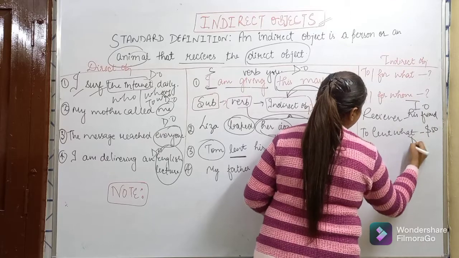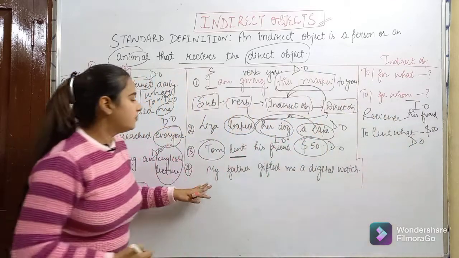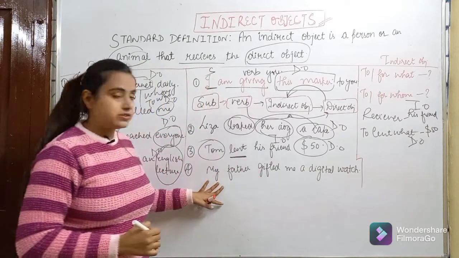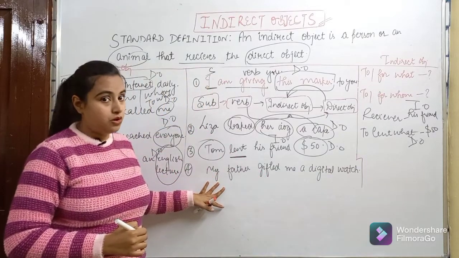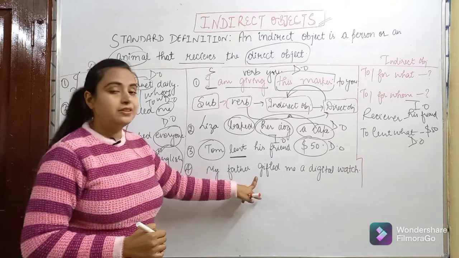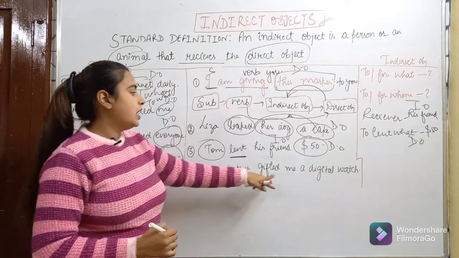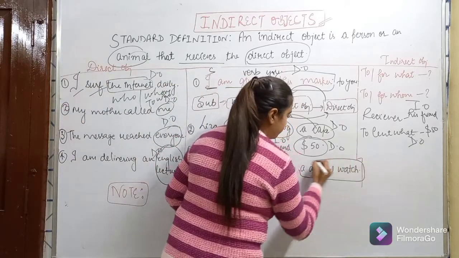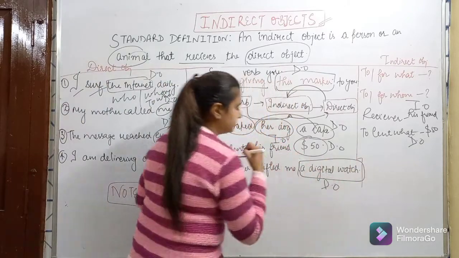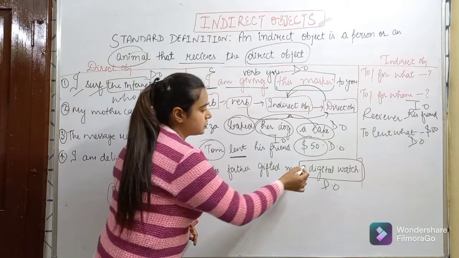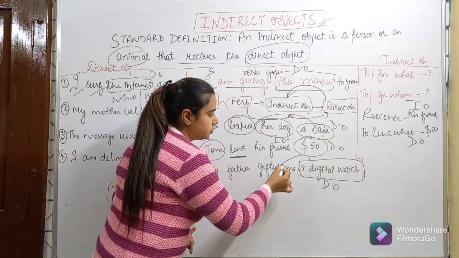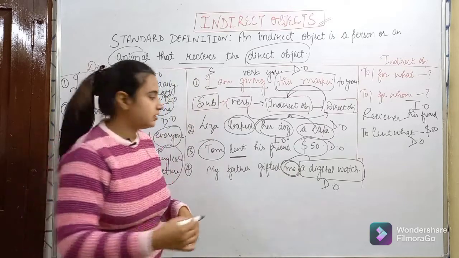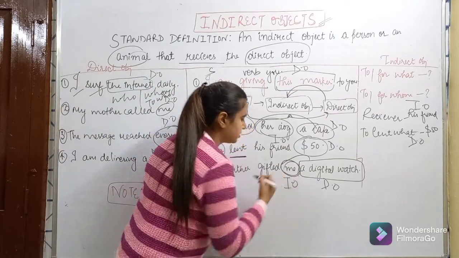Indirect object, direct object. My father gifted me a digital watch. My father is the subject here because he performed the action. Gifted is your past participle verb. My father gifted what? Direct object, a digital watch. And the action is switching to me because I received it. So it is the indirect object.